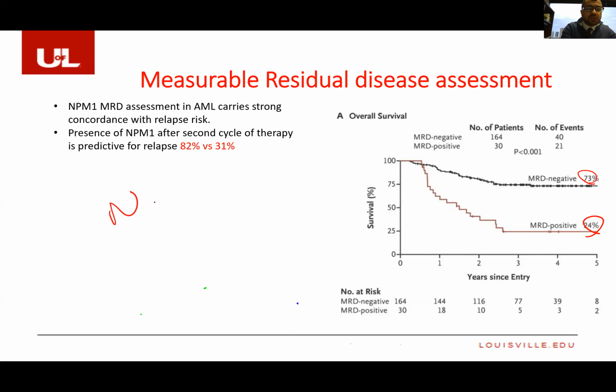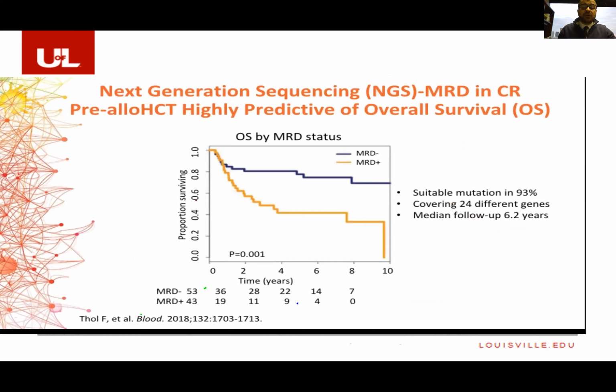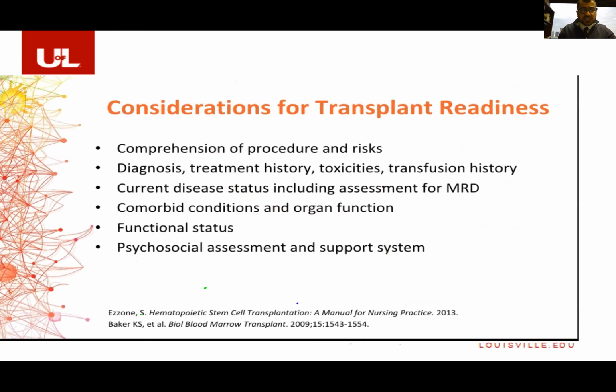MRD assessment can be through next gene sequencing or via flow cytometry. This has not been standardized. And this is in general. MRD negative patients after therapy do much better than MRD positive. And now we're trying to understand how can we utilize this. What test, next gene sequencing, should be used? Well, that's very expensive and it takes time. Or should we depend on a multicolored flow cytometry?